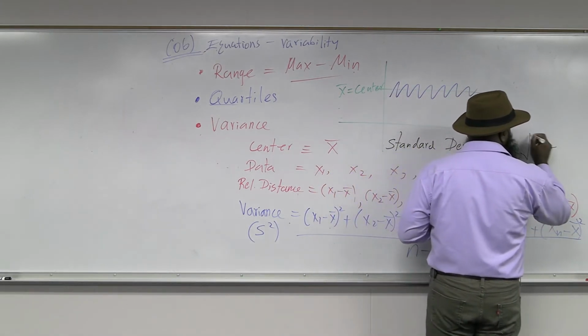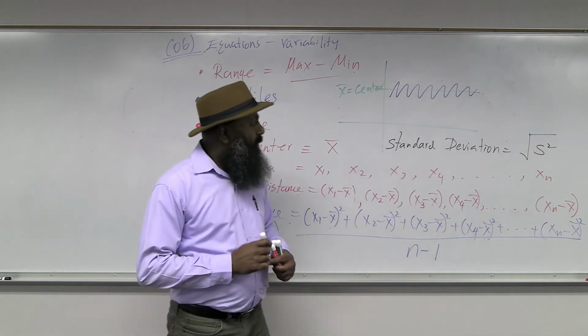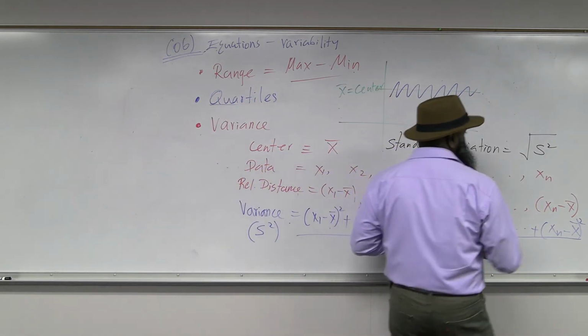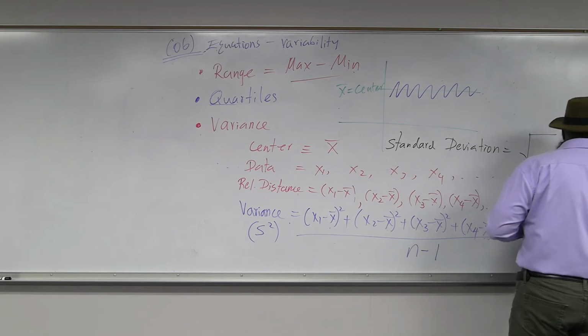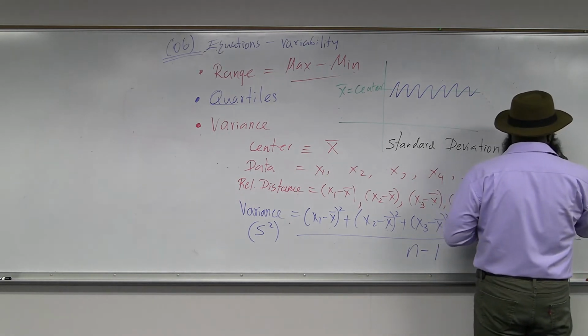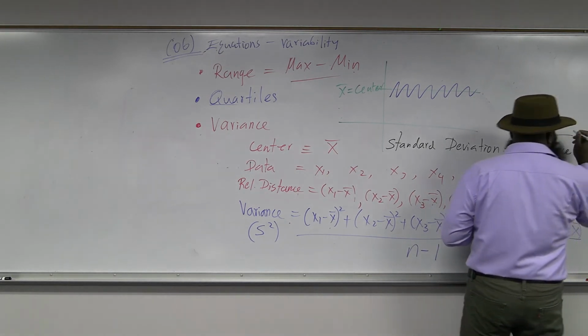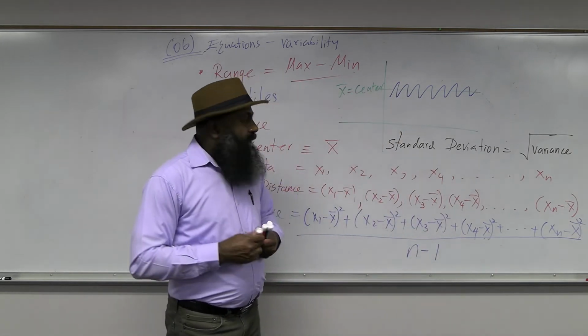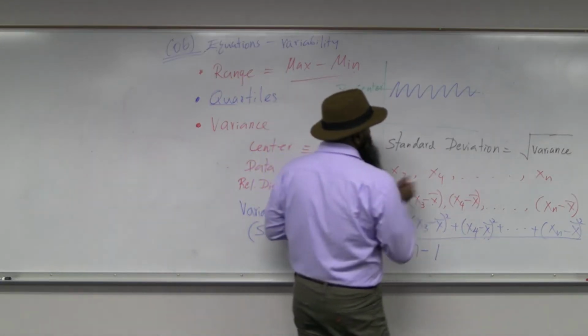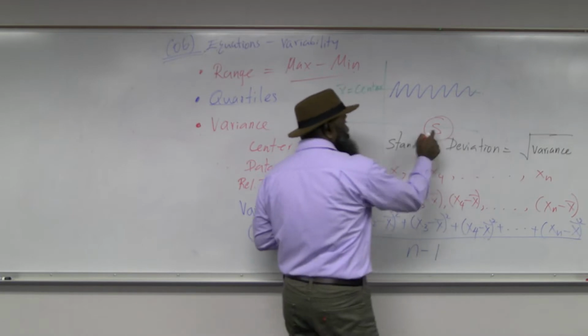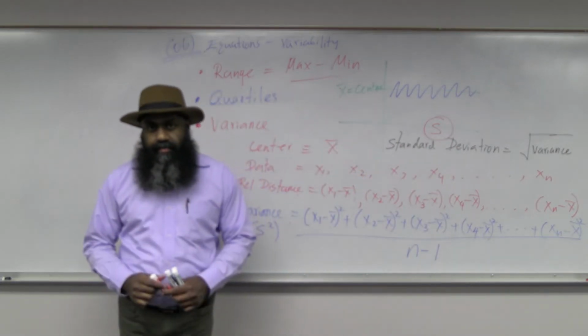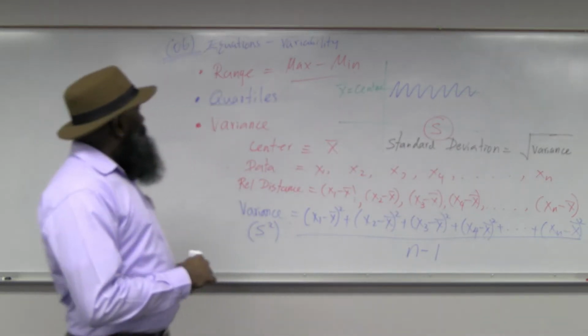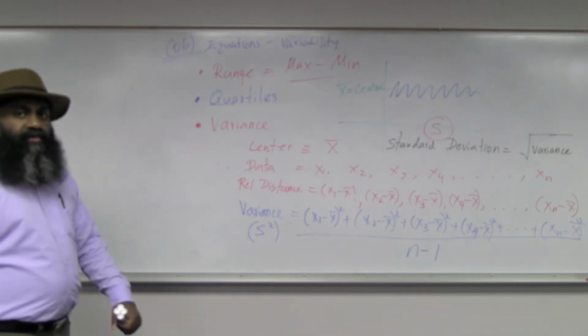Which is the square root of the variance. You can write it that way, or you can write it as square root. I will write it in words, square root of the variance. The standard symbol used is s for standard deviation. Alright, so those are the equations for the measures of variability.